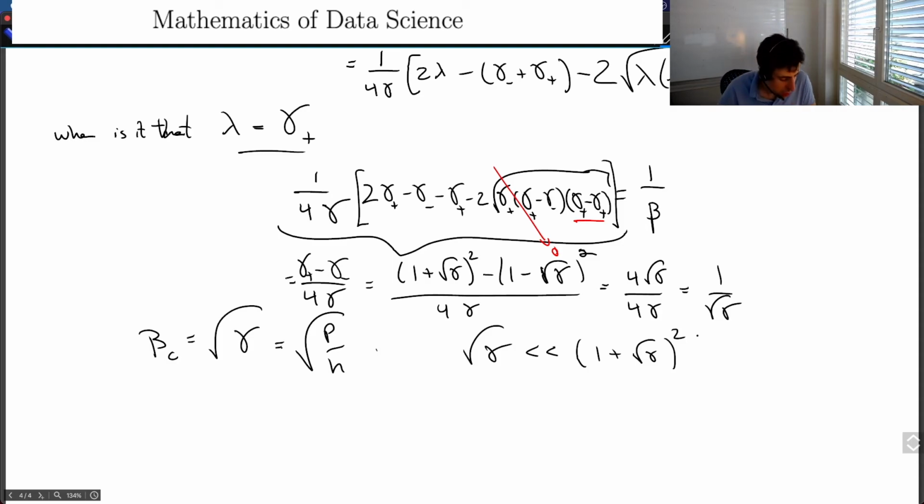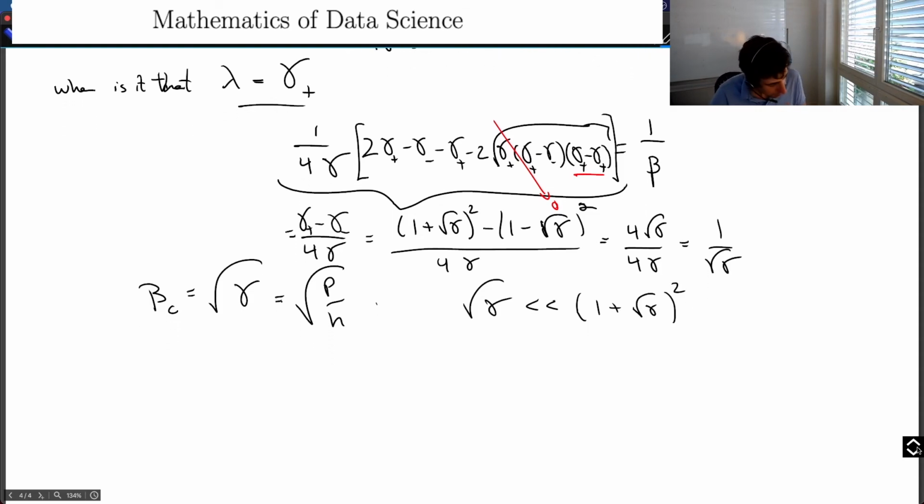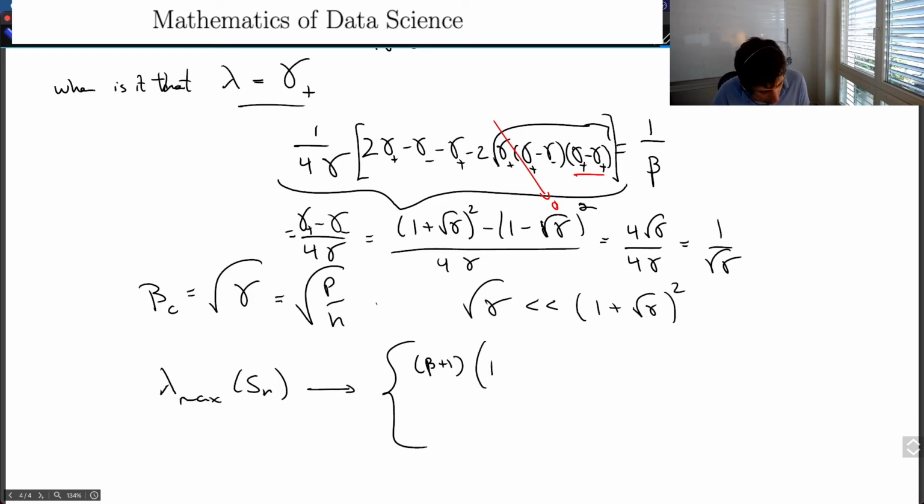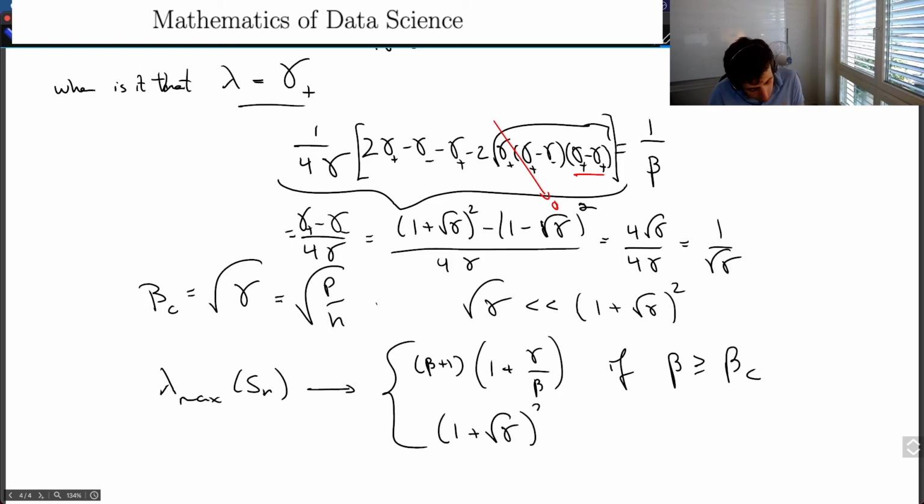And the theorem actually looks like the following. If the maximum eigenvalue of Sn will go to, as p and n go to infinity, beta plus 1 plus gamma over beta, if beta is bigger than or equal to this beta critical. And when it's beta critical, you'll see this will give the same thing as below. And nothing will happen if beta is smaller than or equal to beta critical.